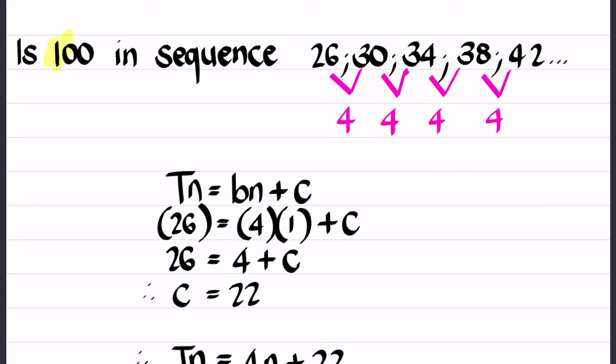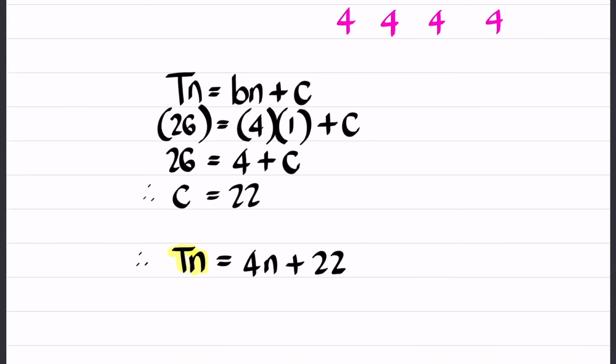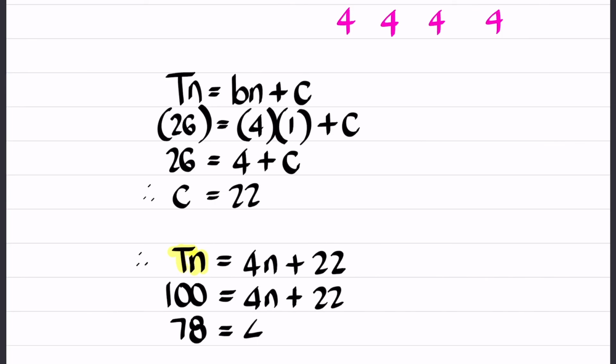But I want to determine whether the number 100 falls in that sequence. So I'm going to replace the Tn with the value 100. So 100 is equal to 4n plus 22. Now I'm going to subtract 22 from both sides, and I get 100 minus 22, which is 78, is equal to 4n. But I don't want 4n, I want the n by itself, so I'm going to divide both sides by 4. So n is equal to 78 divided by 4, which gets to 19.5.